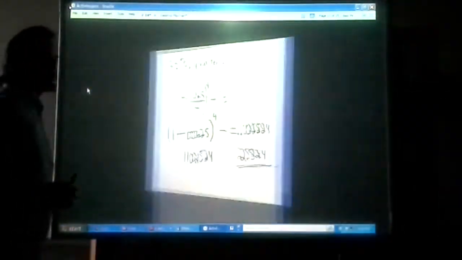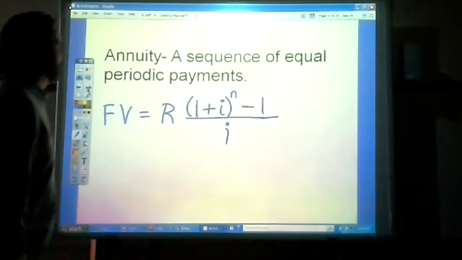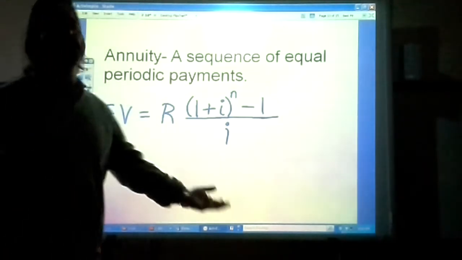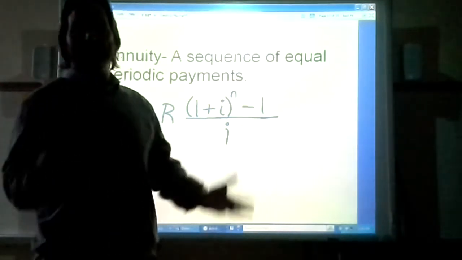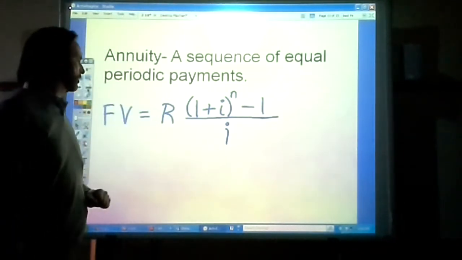We'll figure out effective rates tomorrow in class. All right, an annuity. I always heard that my parents had an annuity. It's an insurance policy, or like a retirement plan. An annuity is basically a sequence of equal periodic payments, okay?